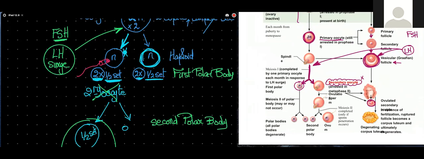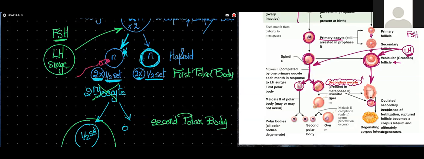All right. So again, the LH surge did stimulate the vesicular follicle to rupture and allow ovulation. At the same time, it did stimulate the primary oocyte to become a secondary oocyte. Remember, in order for me to reduce the number of chromosomes, I would be forming this first polar body.